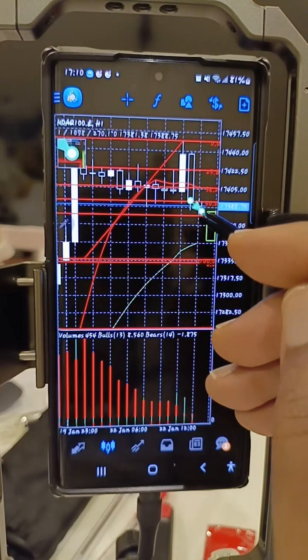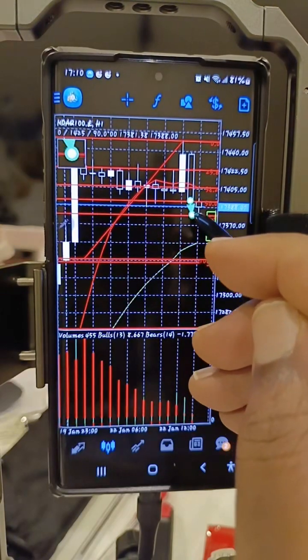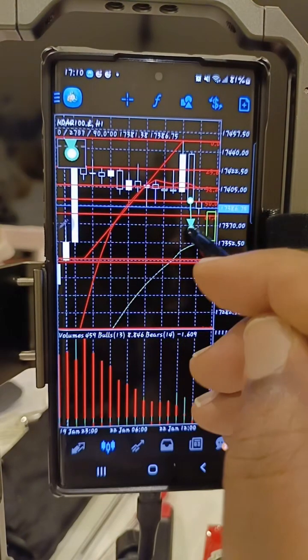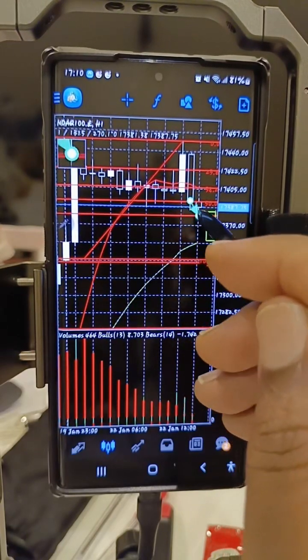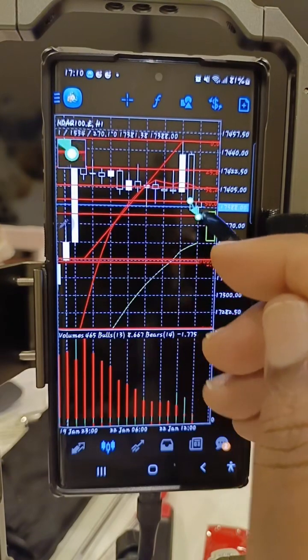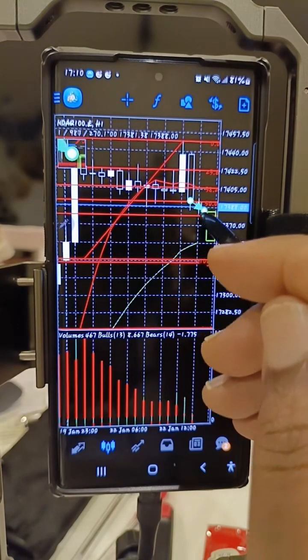So I've got two options. Right now it's meeting a bit of resistance there, so I will see what happens here. So this is very key for the next stage.